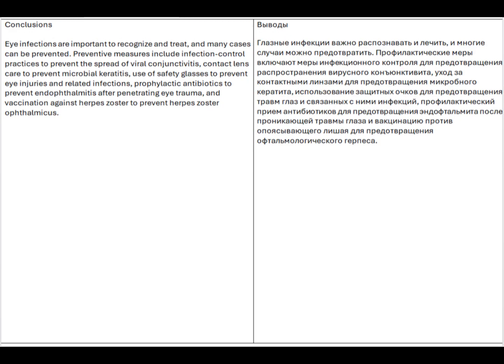Conclusions. Eye infections are important to recognize and treat, and many cases can be prevented. Preventive measures include infection control practices to prevent the spread of viral conjunctivitis, contact lens care to prevent microbial keratitis, use of safety glasses to prevent eye injuries and related infections, prophylactic antibiotics to prevent endophthalmitis after penetrating eye trauma, and vaccination against herpes zoster to prevent herpes zoster ophthalmicus.